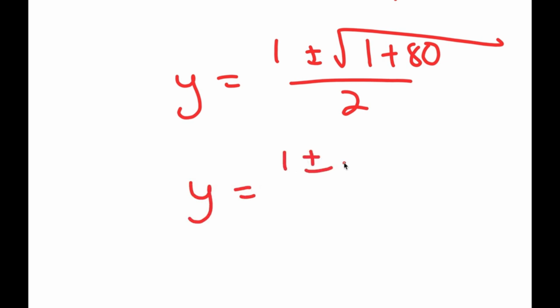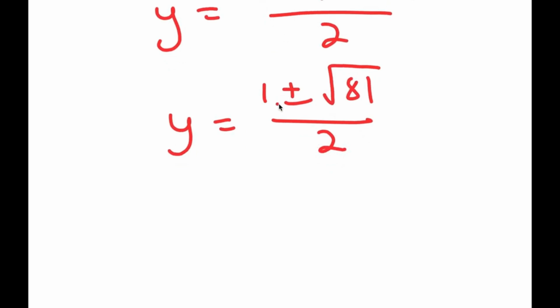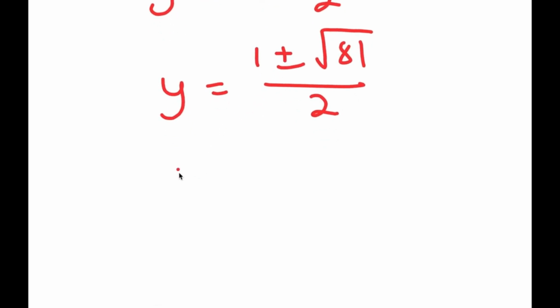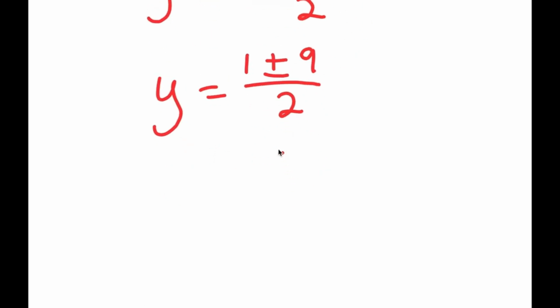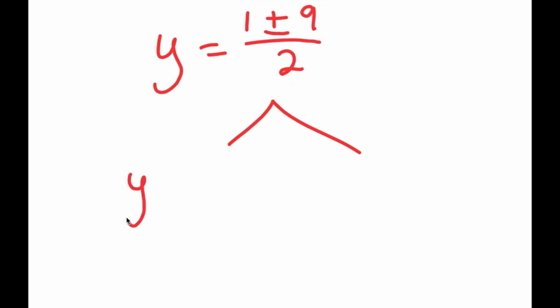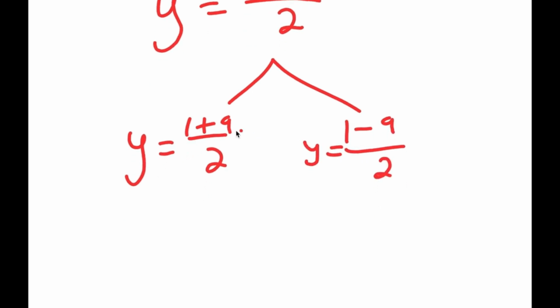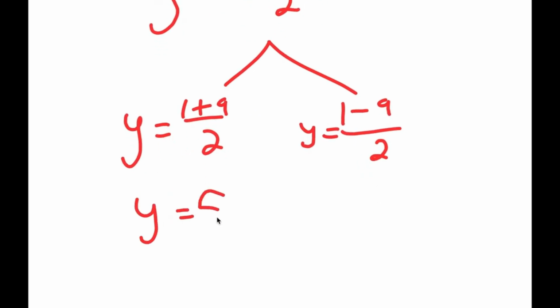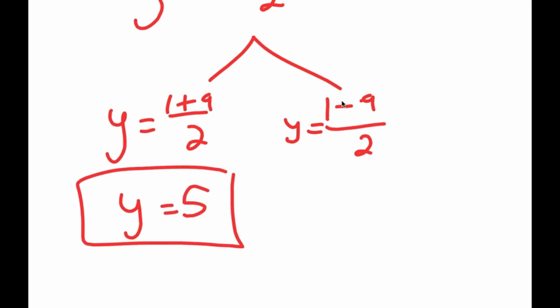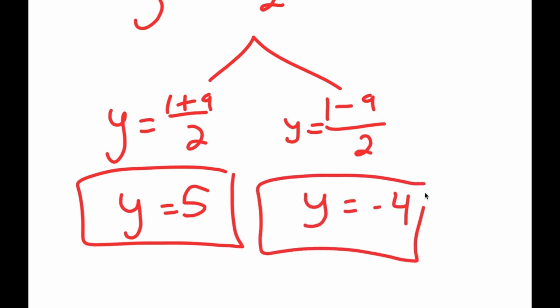which is equal to 1 plus or minus the square root of 81 over 2. And the square root of 81 is equal to 9. So I get y is equal to 1 plus or minus 9 over 2. Now this gives me two solutions. I get y equals 1 plus 9 over 2 and y equals 1 minus 9 over 2. So 1 plus 9 is 10, and 10 divided by 2 is 5, so I get y equals 5 as one solution, and 1 minus 9 is negative 8. Negative 8 over 2 is negative 4, so y equals negative 4 is another solution.